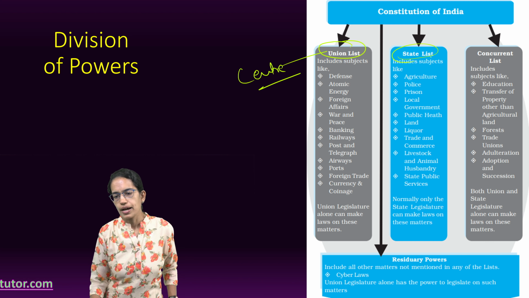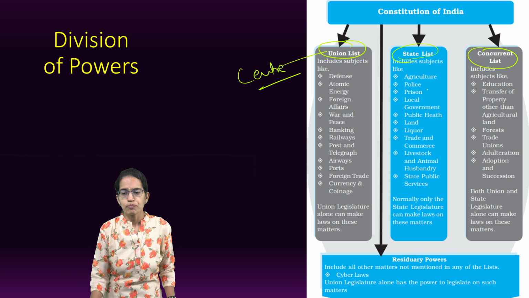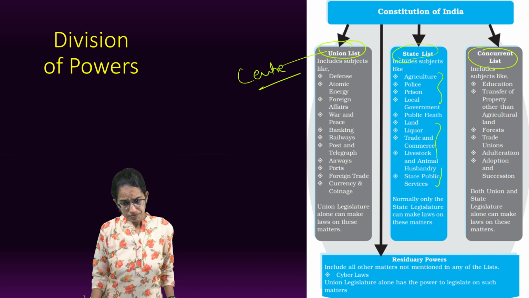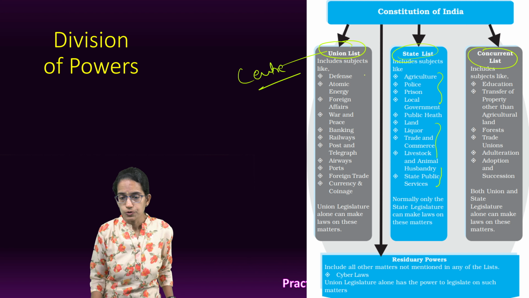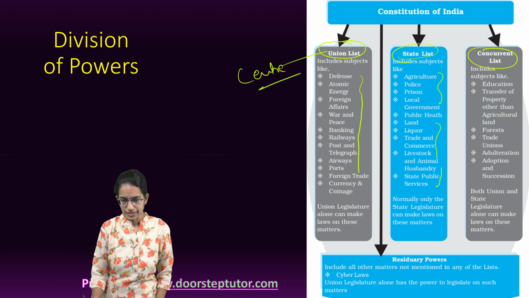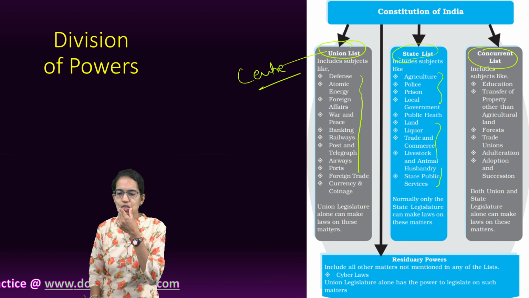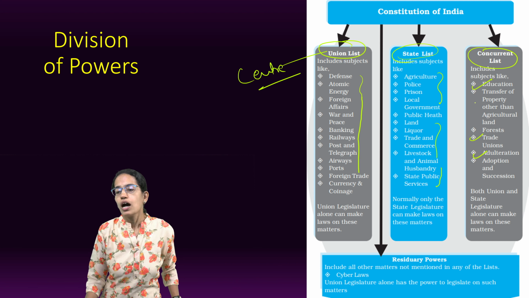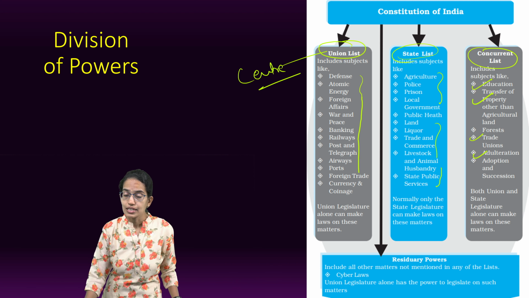Now, as I said, the union list is the list which is governed by the center, state list looked after by the state governments, and concurrent by both the center as well as the state. So under the state we have agriculture, police, trade and commerce, state public services. Under union list, defense, atomic energy, foreign affairs, war, banking, railways, post and telegraphs. Under concurrent, education, as we already mentioned, trade unions, adulteration, transfer of properties other than agriculture are some of those.